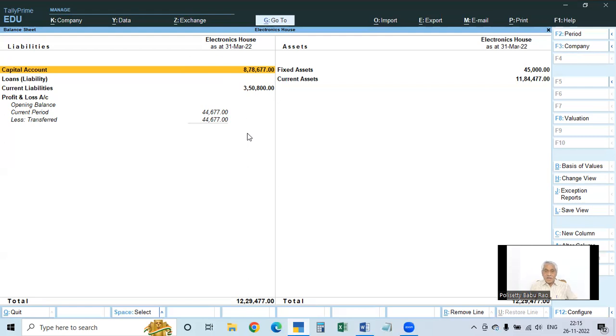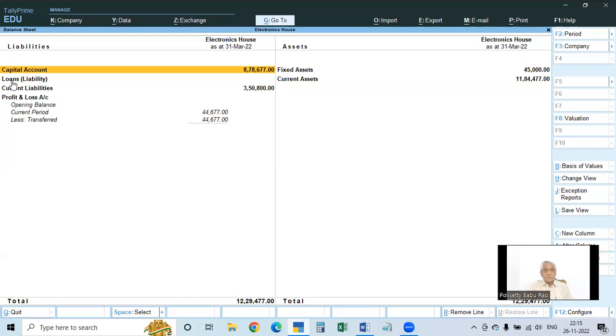Okay. And now here, see the assets and liabilities: only the primary groups are shown. Under the primary groups, there are secondary groups. Under the secondary groups, there are ledger accounts, some ledgers.